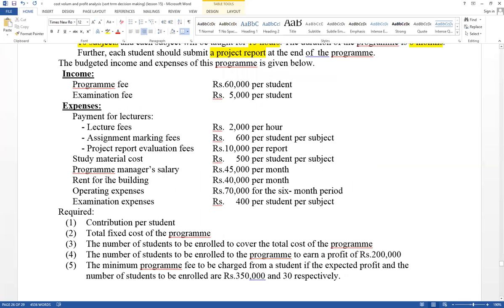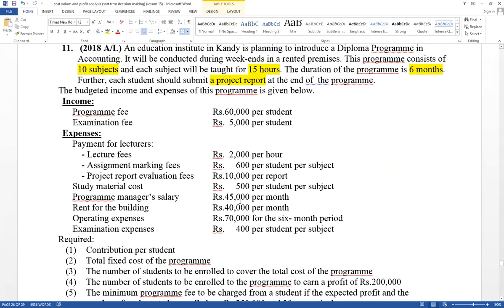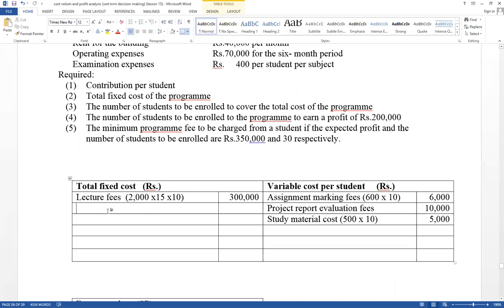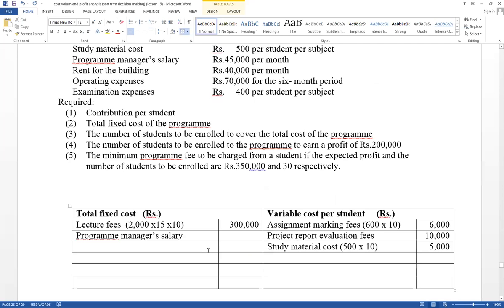Next one, program manager salary. It is given per month, not per student. It does not vary with the number of students. Therefore, that is also a fixed cost, but given per month. The duration of this program is 6 months, and only 1 month's program manager salary is given. Therefore, it is a fixed cost, so the total value should be calculated: 45,000 per month into 6.